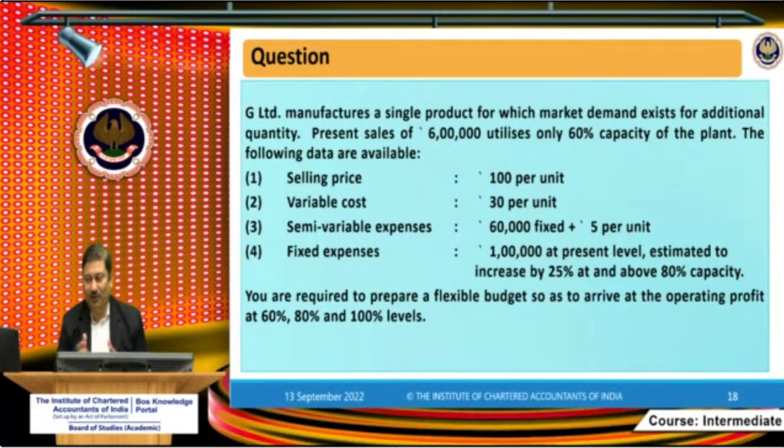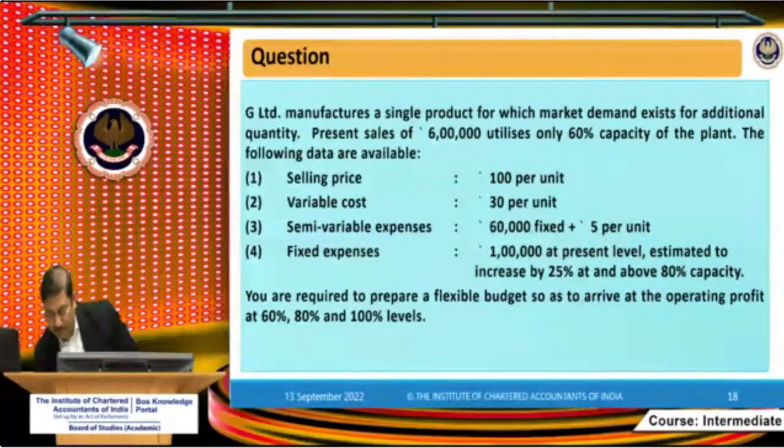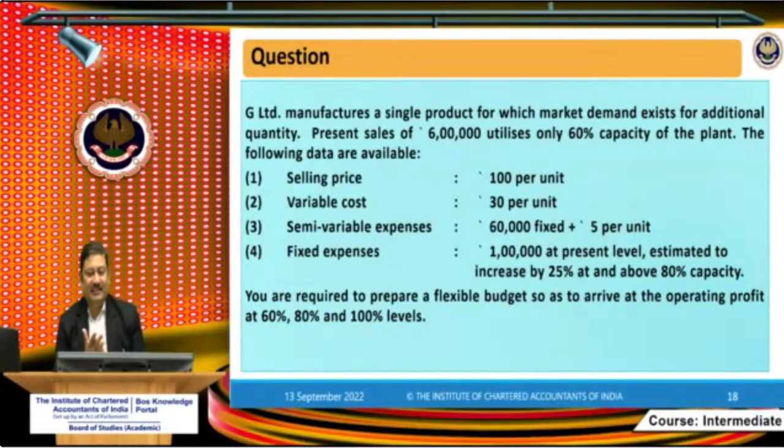Now, if you have any question from marginal or from standard, you can ask. Otherwise, we'll be going for a question of budgetary control. Any question? Fast. Okay. So I think let's start the question of budgeting.